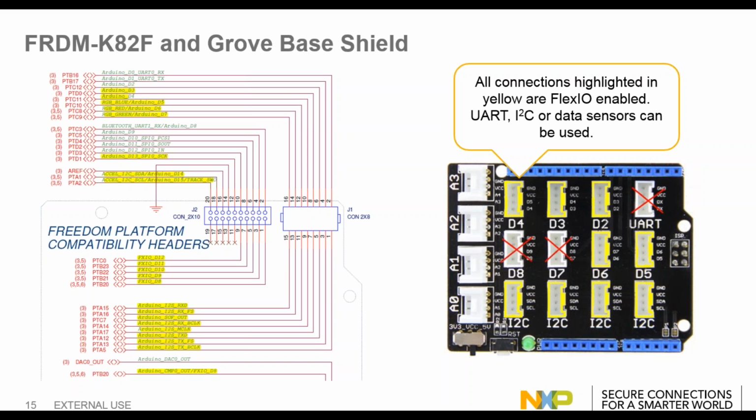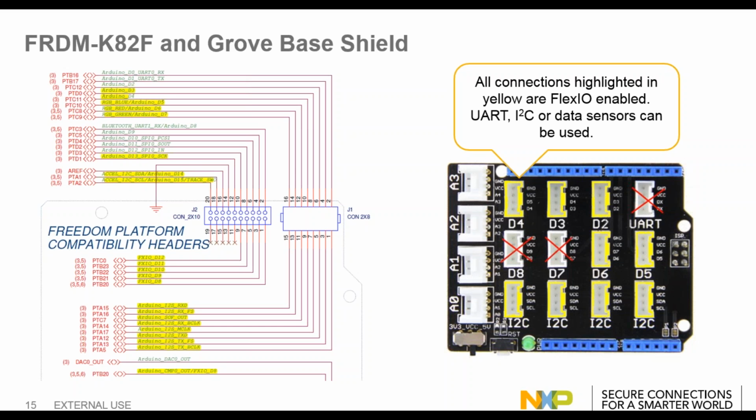So whether your Grove sensor is UART based or I2C based, you can plug it in to any of these connectors highlighted in yellow. And because of the flexibility of the FlexIO, if you're a UART, you can plug into an I2C header in this shield board, and just by software interface to those pins as a UART. Or if you're UART, you can use the D4, D3, or D2 signals, or plug an I2C sensor into D4.